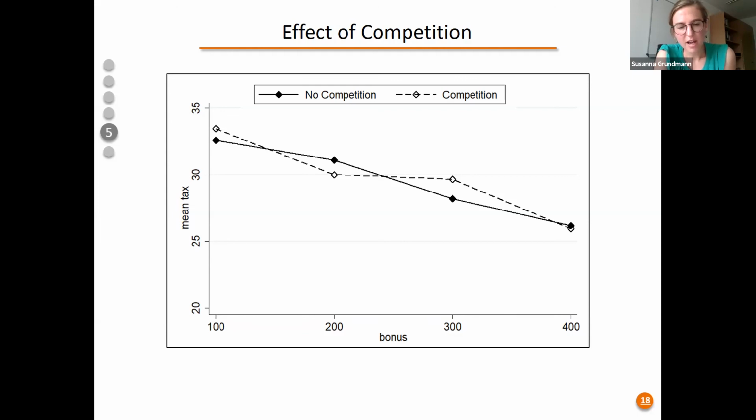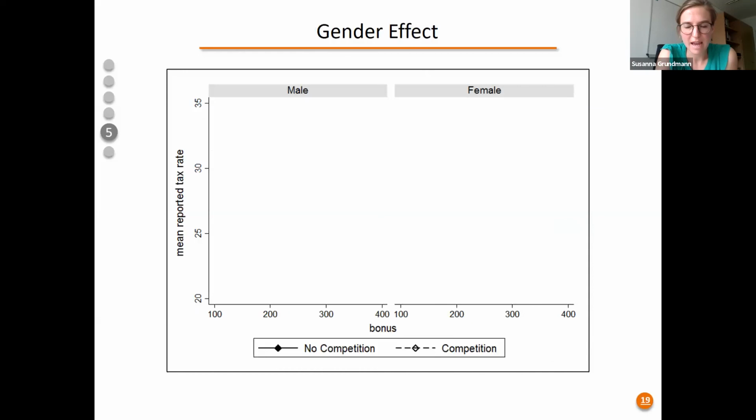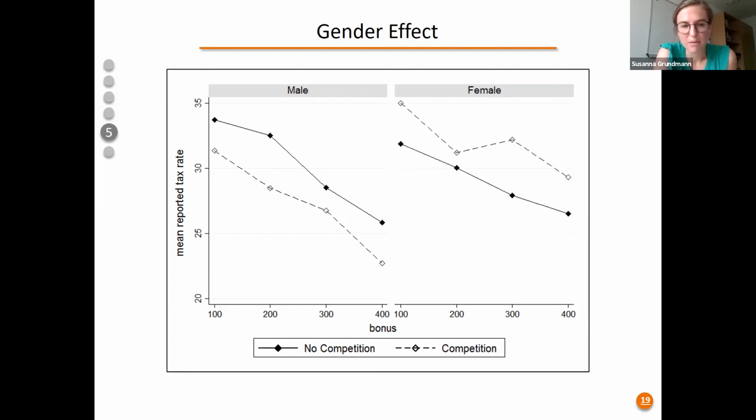However, taking a look at the effect of competition for male and female subjects, for the 2 subsamples, gives a bit more detail. Taking only the male subsample, we can see that men actually reported lower tax rates in the competition treatments for all bonus levels. So men behaved the way that I had expected in my hypothesis. However, on the aggregate level, this is balanced out by women becoming more honest under competition. So due to these diverging effects, the total effect is 0.